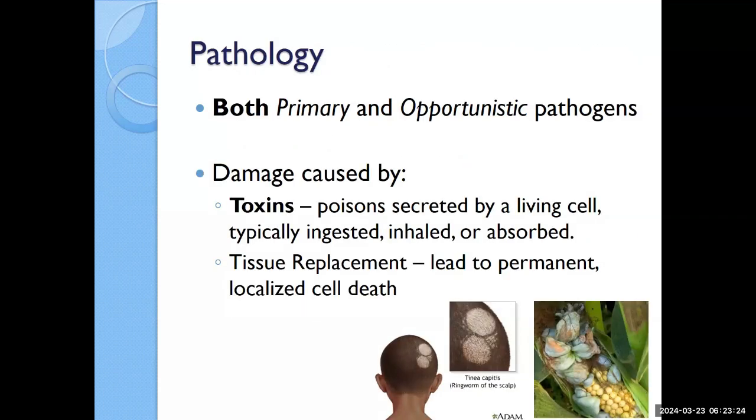There are pathogens too. When we describe something as a primary pathogen, this means that they are true pathogens capable of invading and growing in a healthy host. This is in contrast to an opportunistic pathogen, which is only able to take over when the host is otherwise compromised. Fungi cause damage to their host through the process of releasing toxins, which are essentially poisons secreted by a living cell. They can also replace tissue and essentially exhibit a cancerous-like growth.